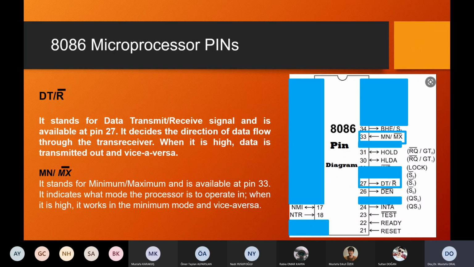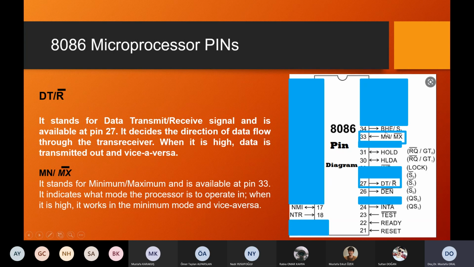And the last pins I introduced to you were data transmit and receive, and also min/max. The 8086 microprocessor is working in two modes: either minimum or maximum. If it is minimum, there is only one microprocessor, so all the resources belong to the 8086 microprocessor.